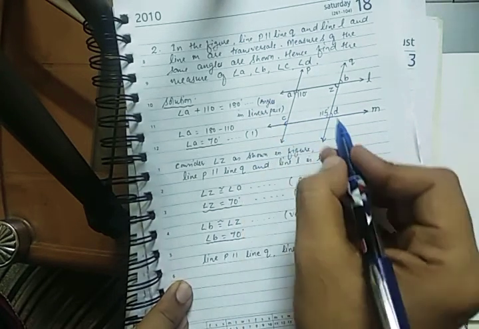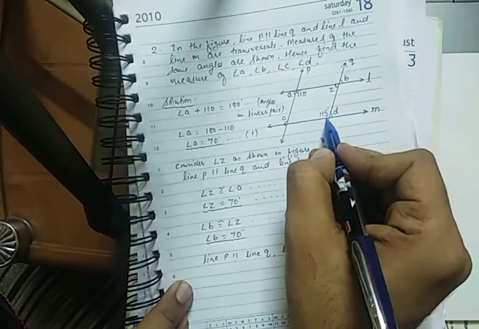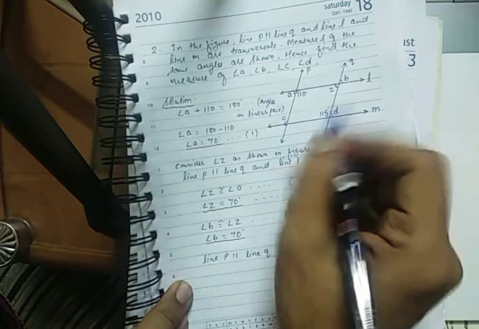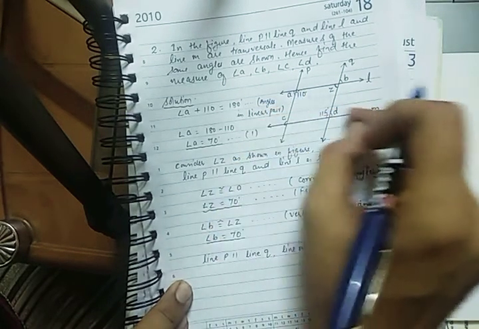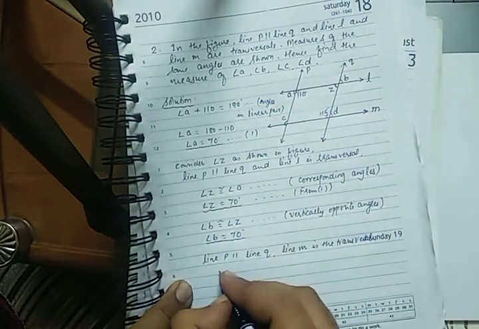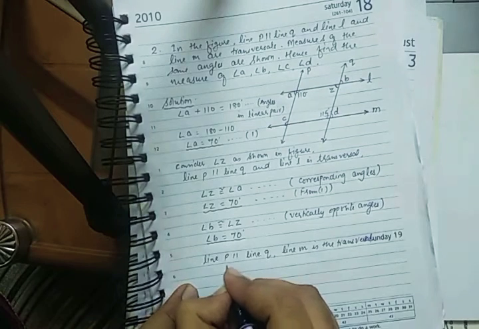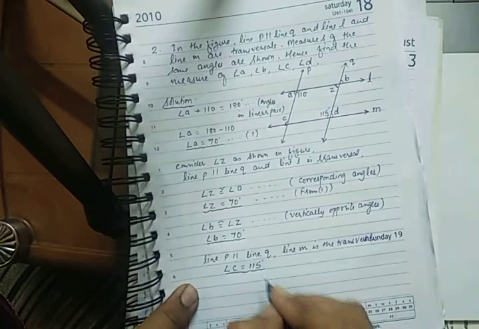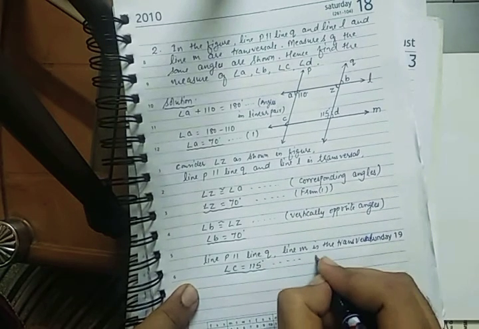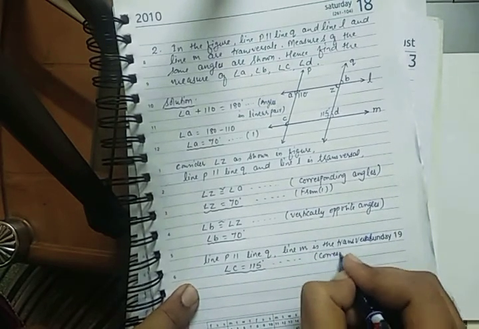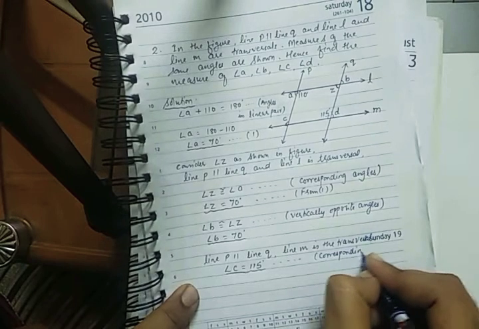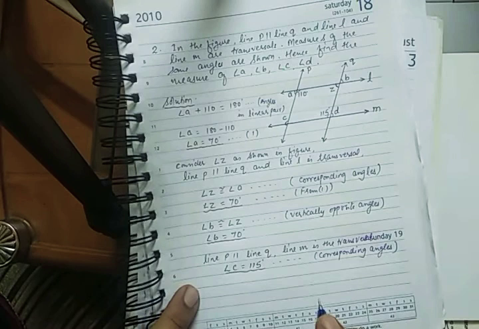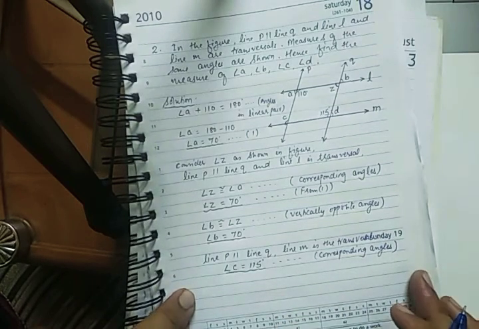Okay, so I hope you can observe here that 115 and angle C, they both are corresponding angles, and corresponding angles between two parallel lines and its transversal are congruent. So you can write here angle C is equal to 115 degrees. Okay, reason, you will give reason as corresponding angles. Now moving to the next.